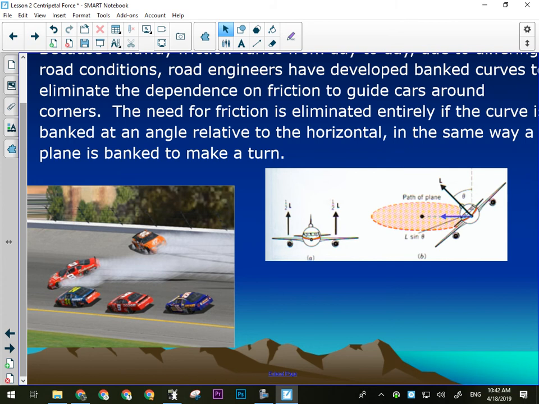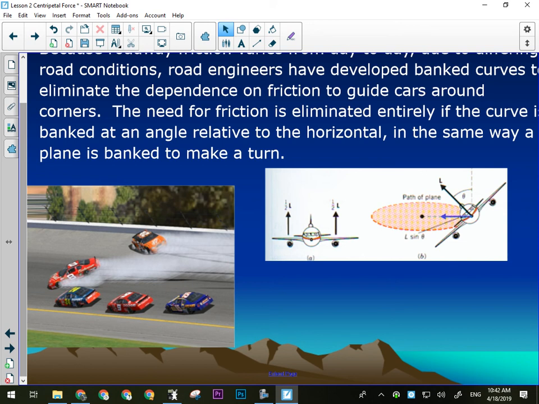Okay, so we've got this bank. If we're talking about a roadway bank, it looks like this. But this is also how planes turn. If a plane wants to turn, it actually has to dip its wing, right? Dip the lower wing and use the lift provided by the wings to push towards the center and cause it to turn.